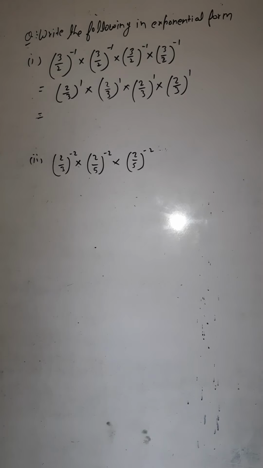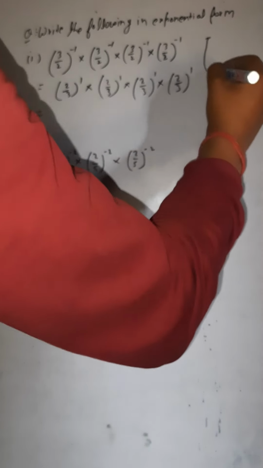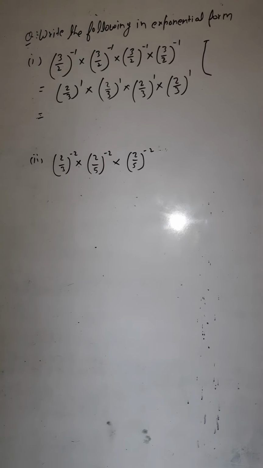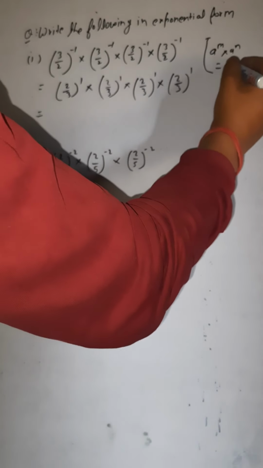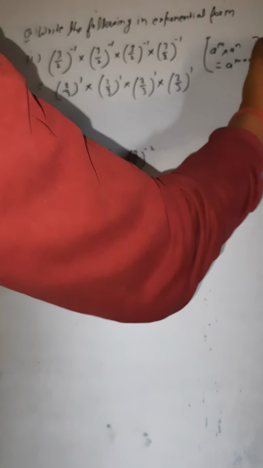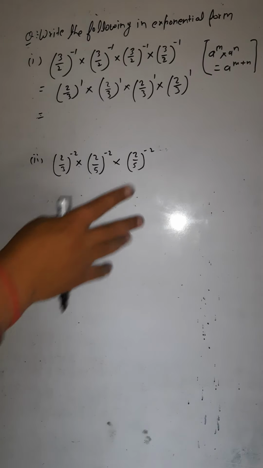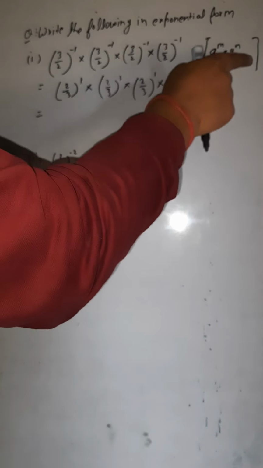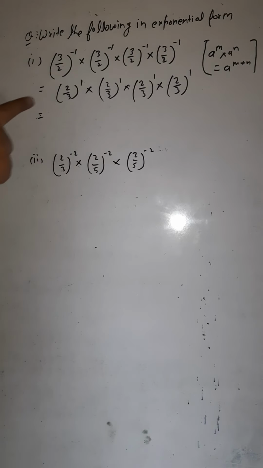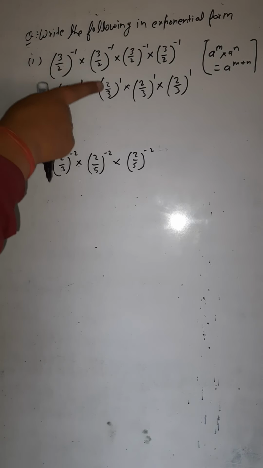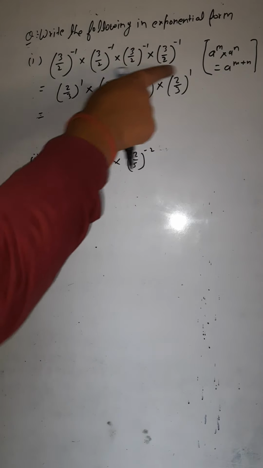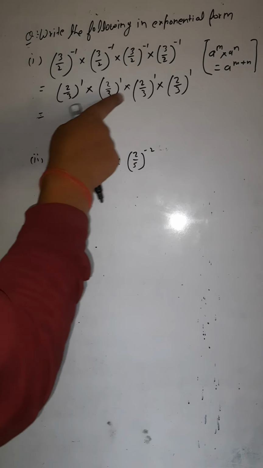One more thing you have to remember, one formula, just write it somewhere in the box. You can write a raised to the power m into a raised to the power n as a raised to the power m plus n. This you have to remember. A raised to the power m multiplied by a raised to the power n can be written as a raised to the power m plus n. Similarly here also, all are having the power and all the base is same.